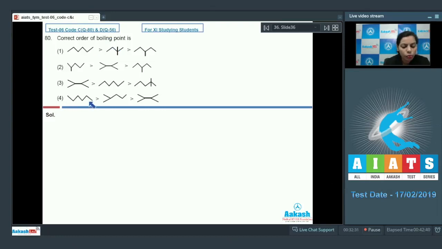If you look at option 4, you will see that this is normal hexane, maximum surface area, maximum boiling point. Then we have 2-methyl pentane, less surface area as compared to normal hexane, that's why less boiling point. And the least boiling point is in case of 2,3-dimethyl butane. While in other options it is not so, that's why only one option is correct, that is option 4. And this is the correct answer also. After that, question number 81.